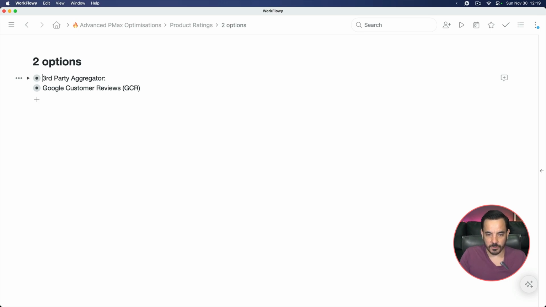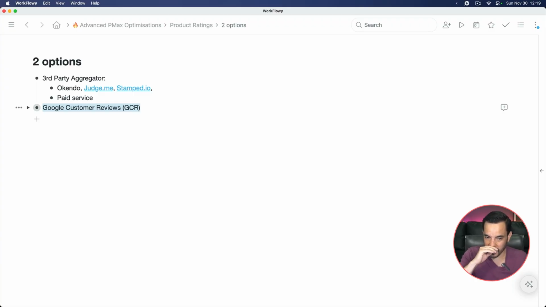And these are two different options because third-party aggregators are generally going to be a paid solution. So you need to pay in order to use one of these guys, but you'll get a lot more control and you'll just have a general better experience than when using Google Customer Reviews. Google Customer Reviews is the free option that you get from Google. You don't really get any control over your negative reviews with this, and it's quite fiddly to set up, but hey, it's free.